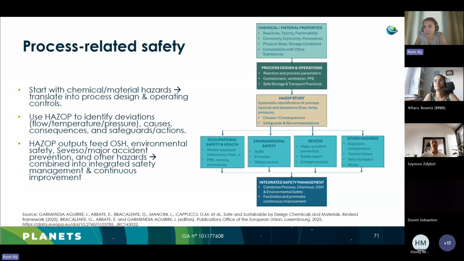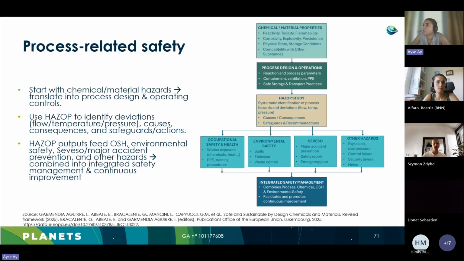Now we are continuing with process-related safety. This diagram here is also a screenshot from the SSbD framework, where we start with understanding of the chemical and materials properties early on, which is essential, and then we are designing the processes and products. In general, the starting point is the identification of the chemical hazards, which are then translated into process design and operations. This means that the intrinsic properties, such as reactivity and stability, which we can assess using in-chemico methods, directly inform how processes are designed and managed.